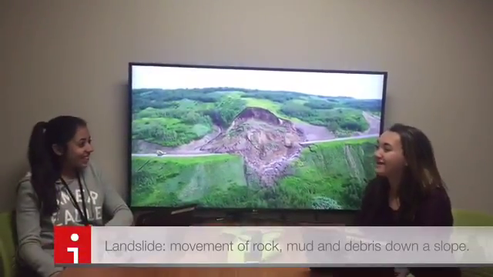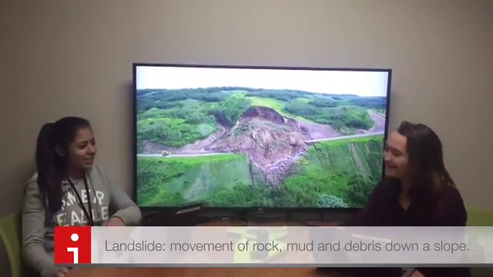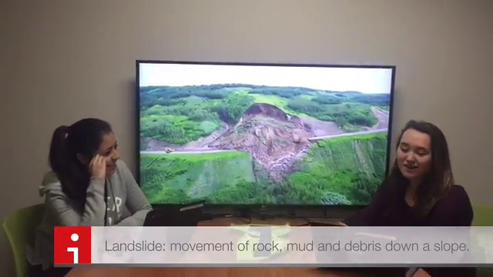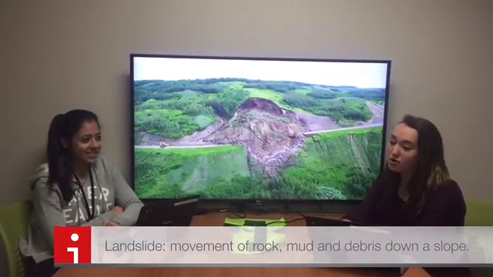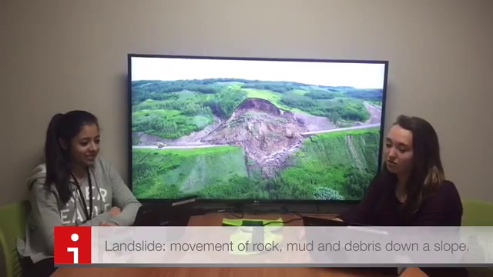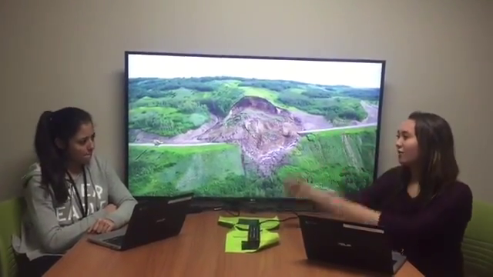Wow, Riley, what a landslide we just saw. I know, that was mega weird. Well, what is a landslide? A landslide is a movement of rock that goes down the slope of the earth, resulting in the failure of materials, and it drives the force of gravity to slide the rock down the mountain or cliff.